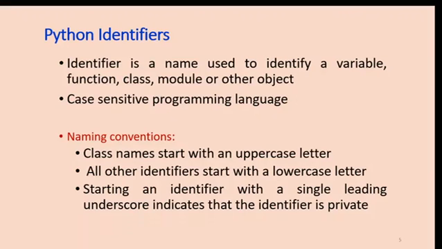And the naming conventions to be followed while naming the identifiers are that all the class names should be started with an uppercase letter followed by lowercase letters. And other identifiers like variables, functions, modules or any other type of object can be started with a lowercase letter. And the only special character allowed between the variable names is underscore. No blank space is allowed. Only underscore is allowed. Other than that, we have to combine the two words.